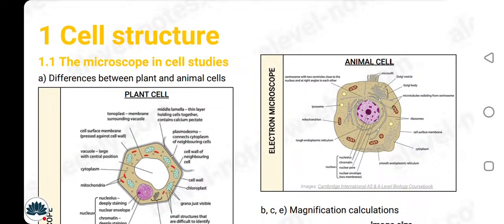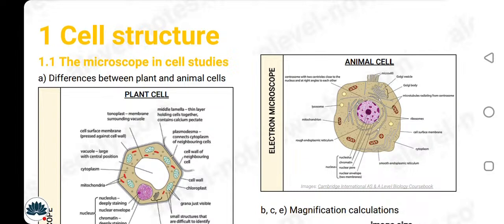I hope you are all doing very well, and we are starting the first chapter known as cell structure. The cell structure is the first chapter of your Biology 9700 AS. In cell structure, you're required to know the two types of microscope, as you have already learned in your O levels.